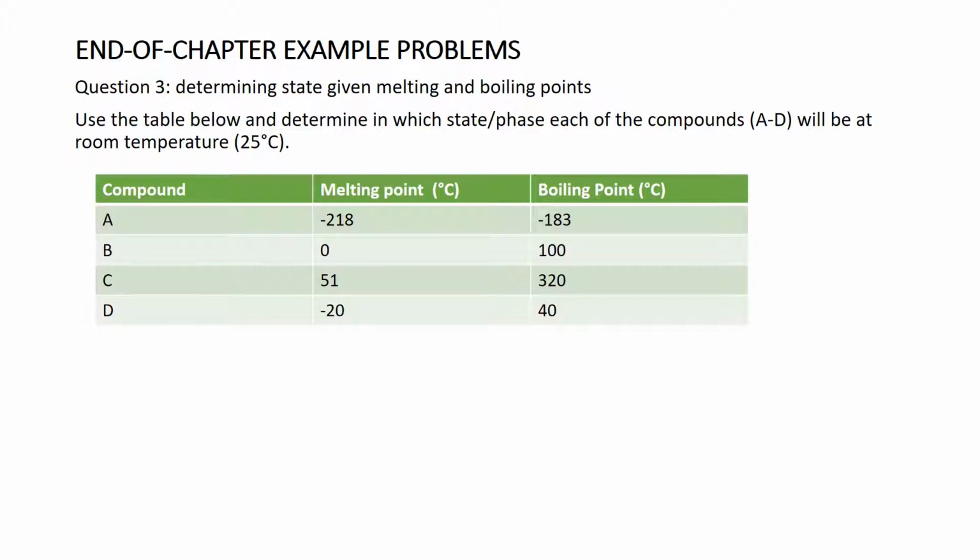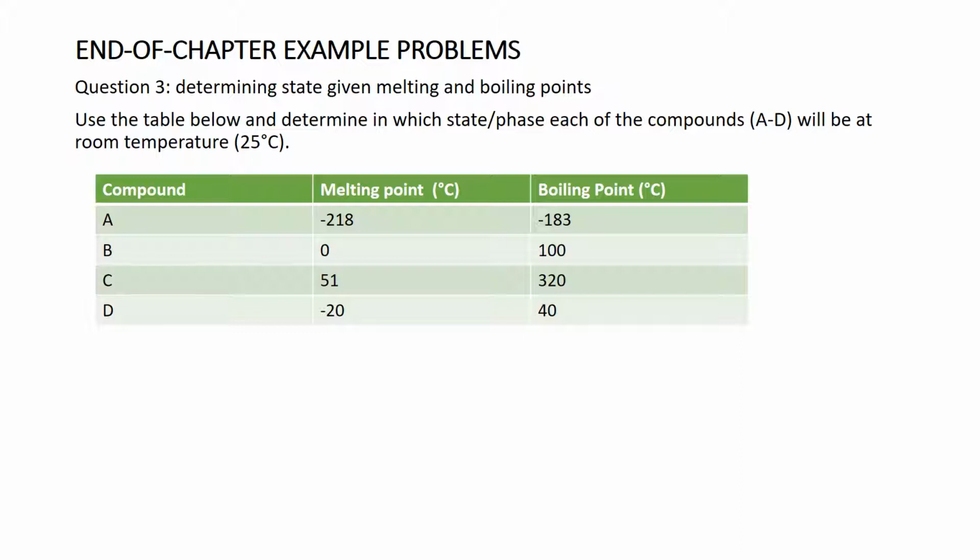We move on to question 3. We're determining the states given melting and boiling points. We did an example like this, but now we are working with compounds A to D. We don't know their names, and our room temperature is 25 degrees Celsius. In our previous example, we worked with a temperature of 23 degrees Celsius, but now we're working with 25 degrees Celsius. So A has a melting point of -218 and a boiling point of -183.